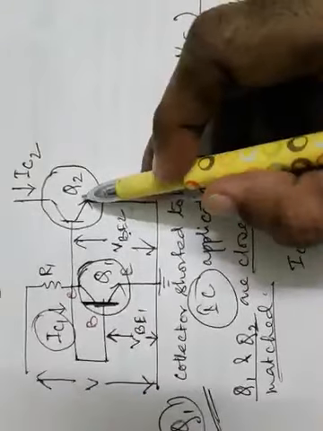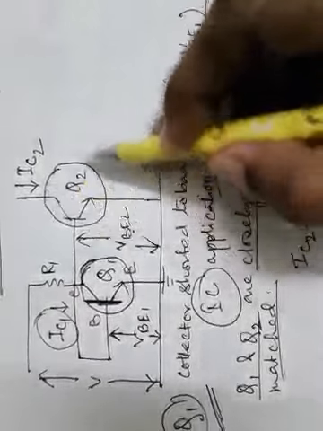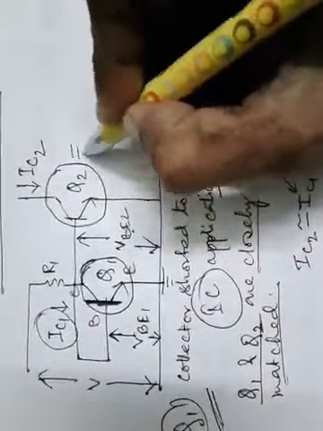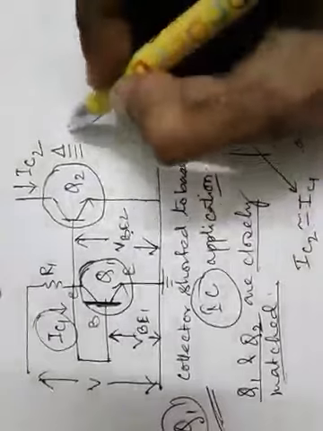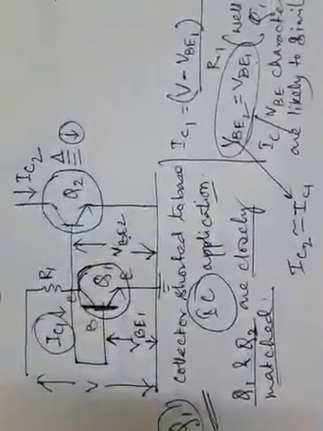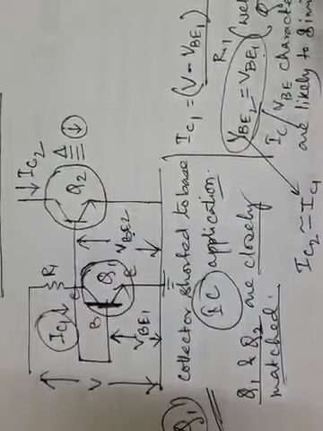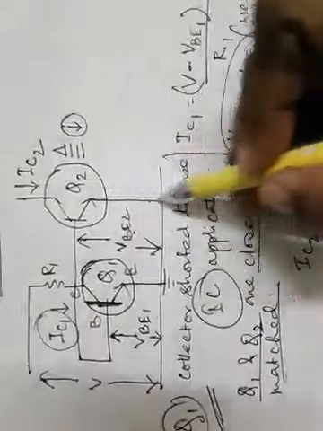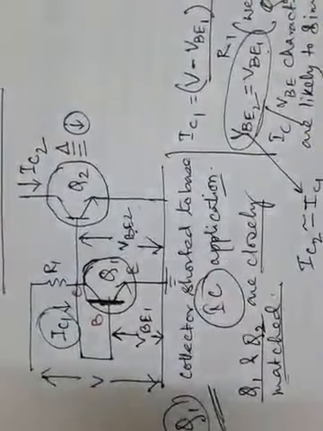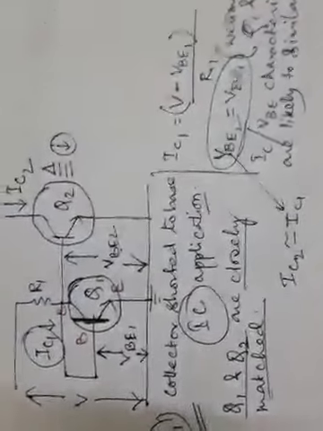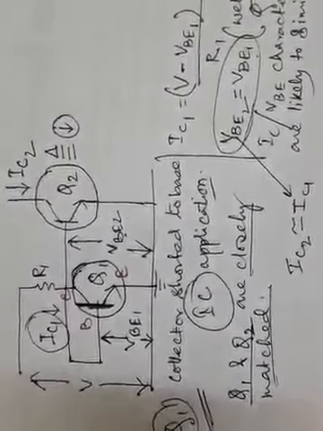So this Q2 will be providing a current which may be a constant value, and then Q2 is equivalent to a constant current source like this one. Then we do not need any sort of emitter resistor with this Q2 to make it a constant current source. So this is all about the operation, the basic concept of the current mirror circuit.